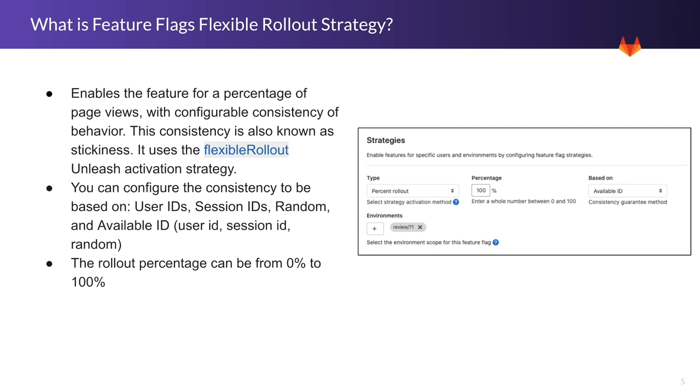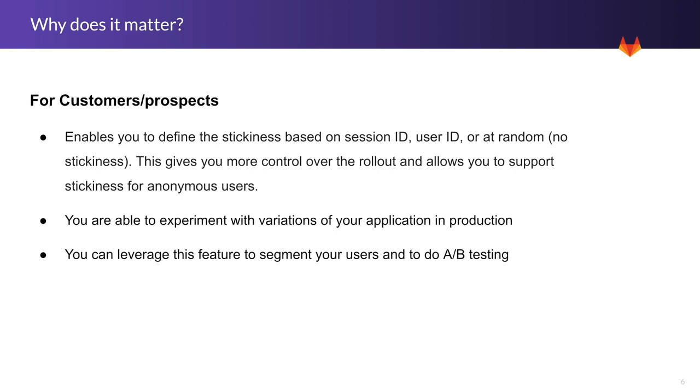You can configure the consistency to be based on user IDs, session IDs, random, and available ID. And the rollout percentage could be anywhere from 0 to 100%. Why does it matter to customers and prospects? It enables them to define the stickiness based on session ID, user ID, or random, which is no stickiness. This gives them more control over the rollout and allows them to support stickiness for anonymous users. They're also able to experiment with variations of their applications in production, and they can leverage this feature to segment their users and do A/B testing.